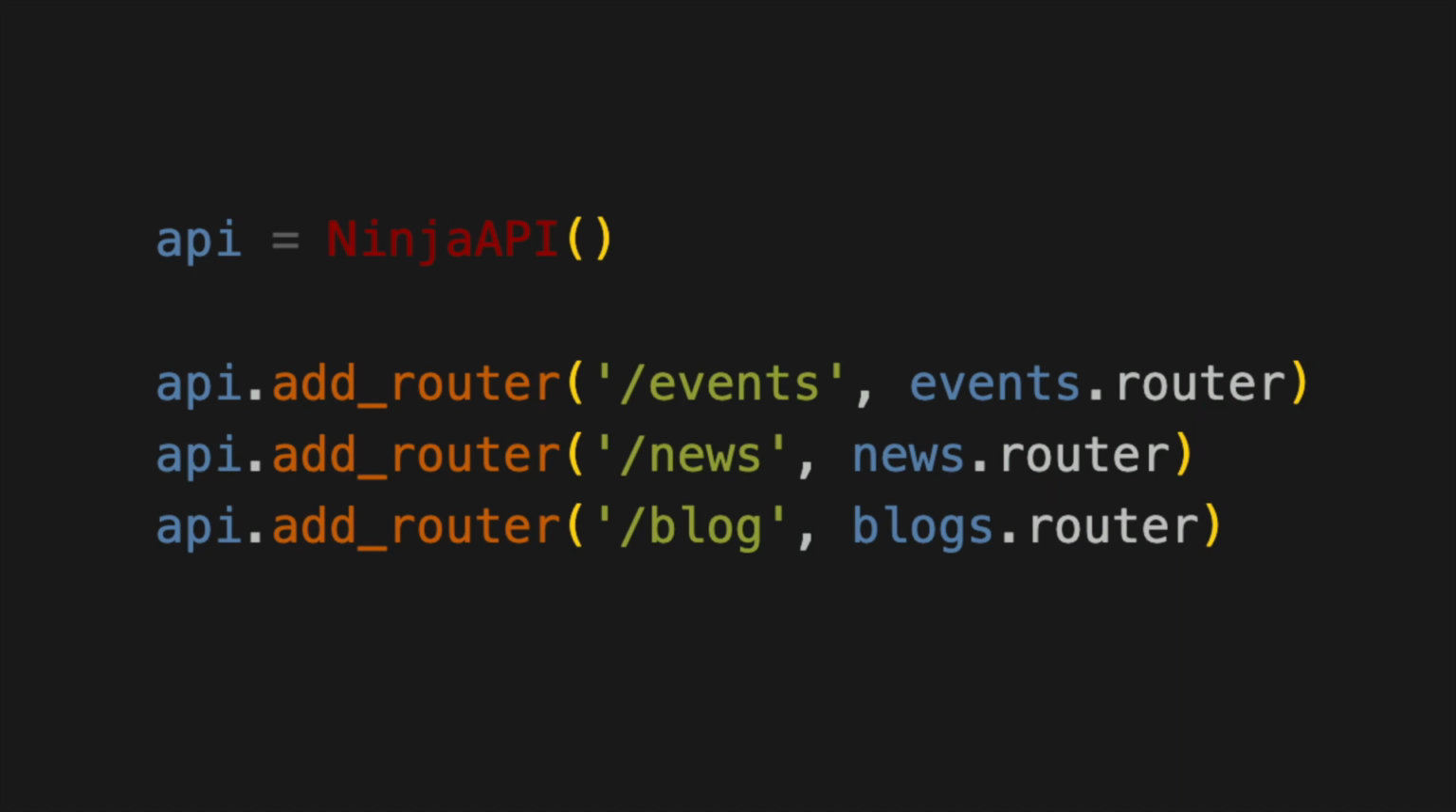In this case, all the endpoints that were defined in the events router will be included in the main API, and all the paths will start with /events. The same for news, all the news endpoints will start with /news, and the same for blogs. So this is the way you can easily split your application into multiple independent modules, include them, and even reuse them if needed.